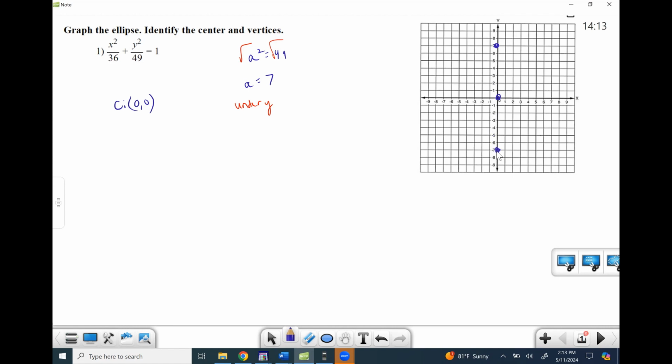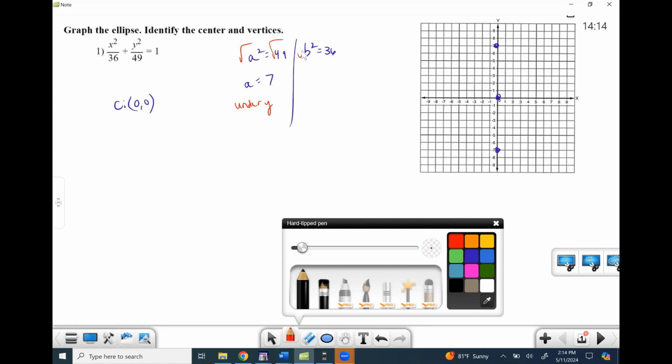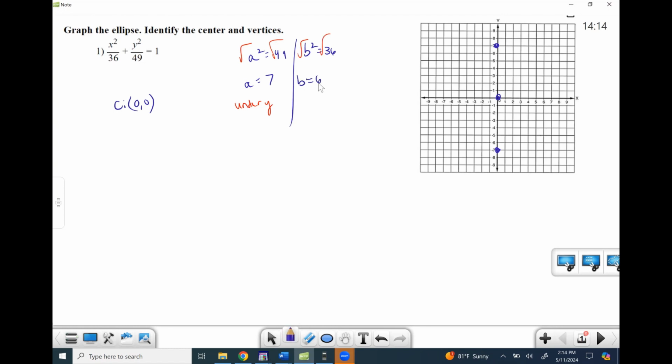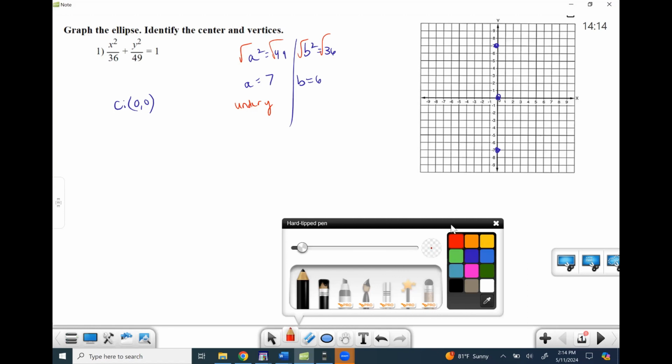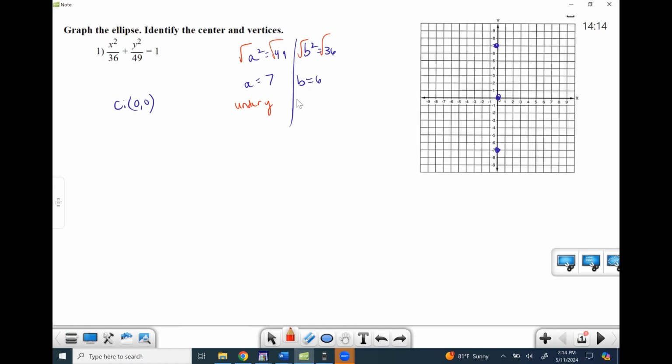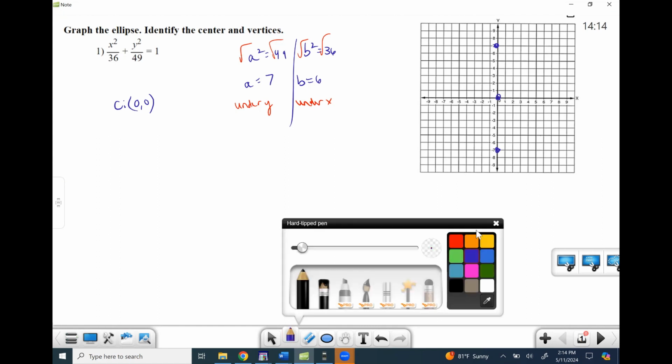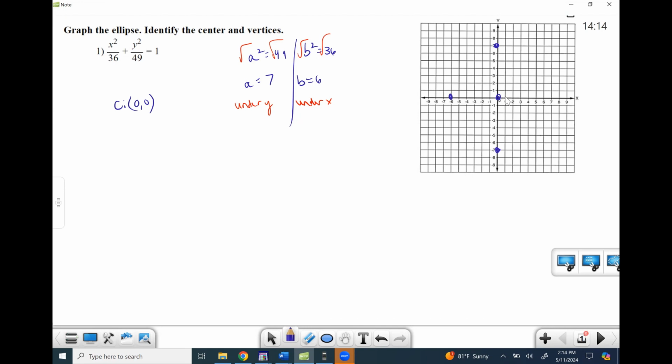Okay. Now we're going to do the same thing, but with b squared. So b squared is 36. If we square root both sides, then we have that b is 6. And since that 36 was underneath x, then we know that we're going to be going 6 in the x direction. So 6 to the left, and then 6 to the right, and we'll go ahead and draw our ellipse.